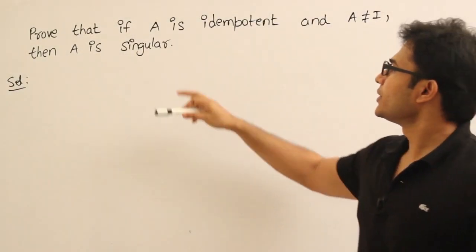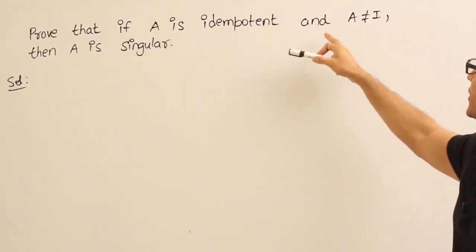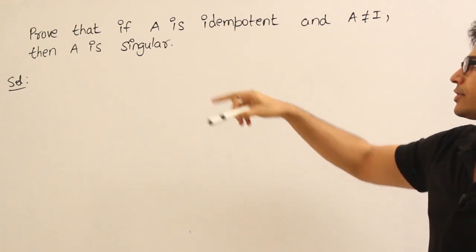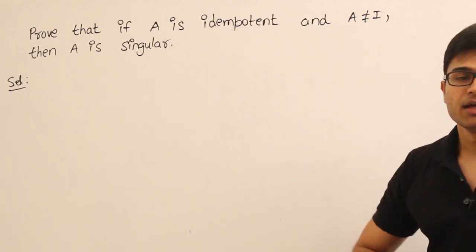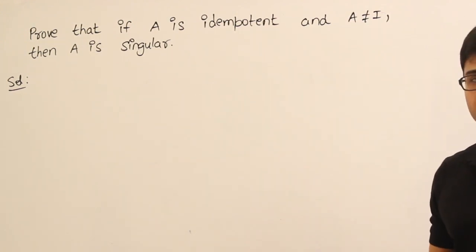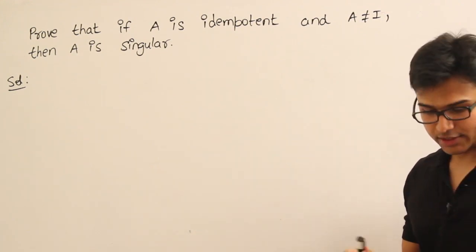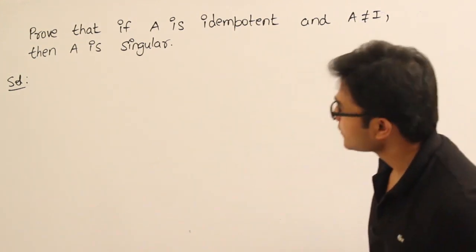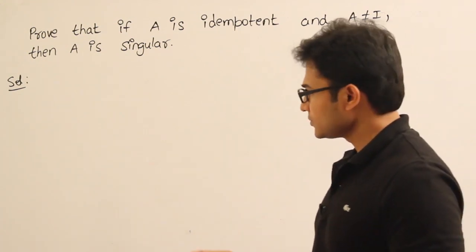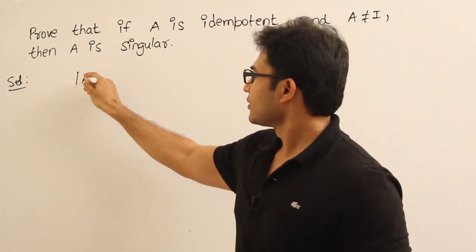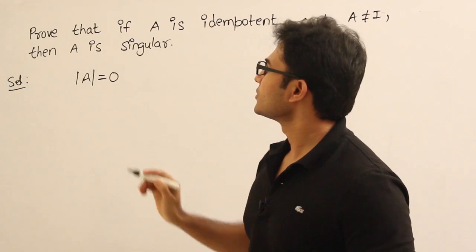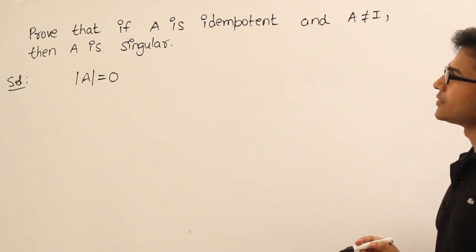Prove that if capital A is idempotent and capital A is not equal to I, then capital A is singular. So what is singular? That det A equal to 0, right? So we are supposed to prove that det A equal to 0, the determinant is 0, that is what singular is.